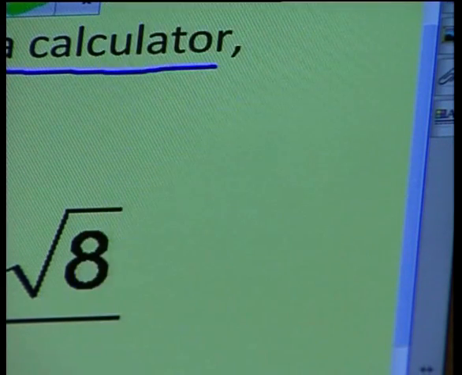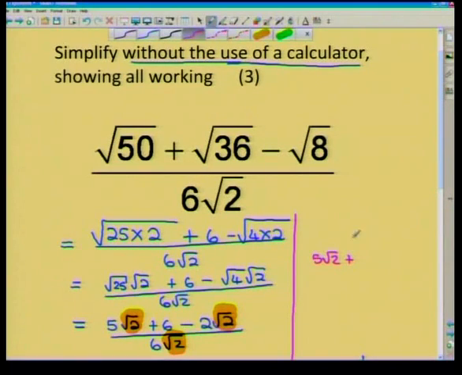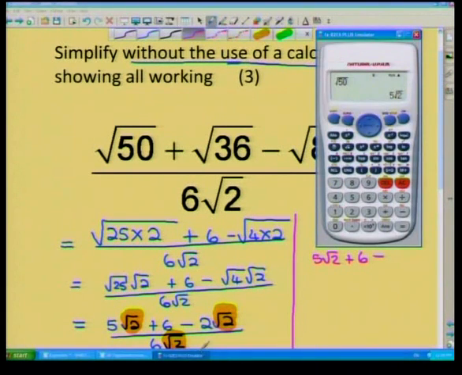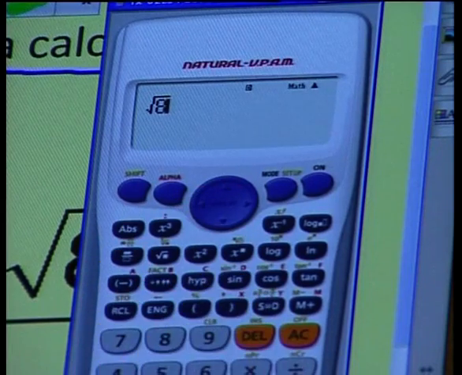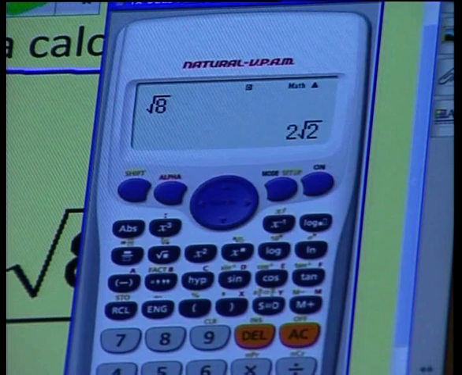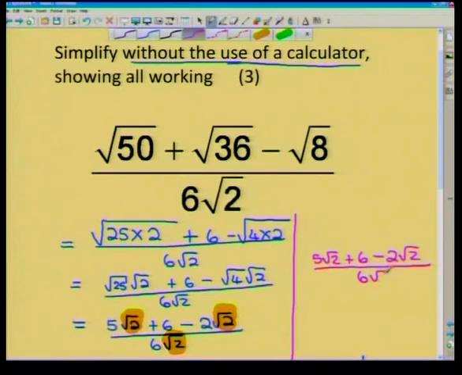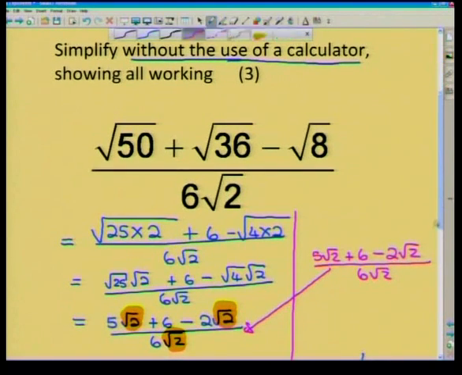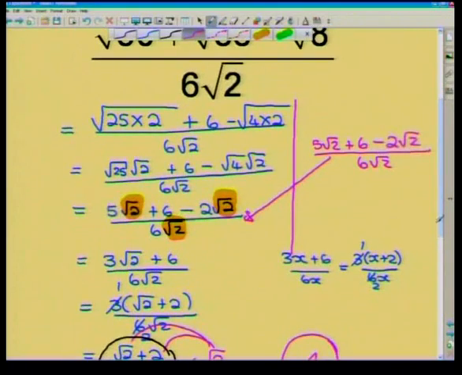So over here I can go 5 root 2 plus, well, hopefully we don't need a calculator for that. It's 6 minus. Pull up the calculator again. We've got the root of 8. So we're going to go root 8 equals, and we get 2 root 2. Okay, at the bottom we've got 6 root 2. And you see that we've jumped right here immediately. The rest of the question will work exactly like before. Oops, gone a little bit too far. And so it wouldn't really matter.